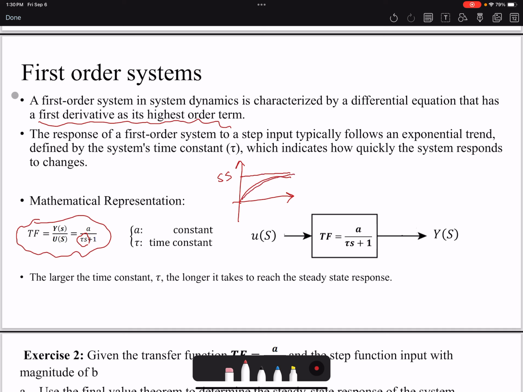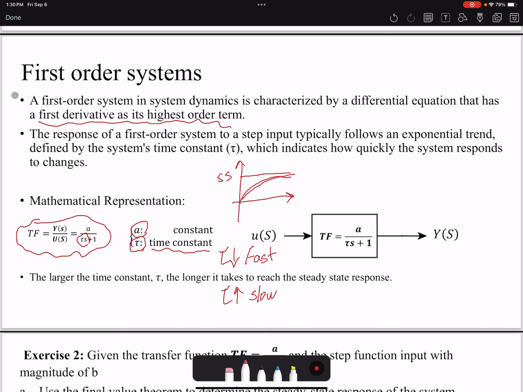In this representation, A is a constant and tau would be the time constant. So this time constant is very important for us. It tells us how fast we reach the steady state response. We talked about it, that we might be interested in the transient response, in the speed of our system, and that would be the indicator. If tau is very small, that means that our system is very fast. If tau is very large, that means that our system is slow. It tells us about how long it takes to reach that steady state response.